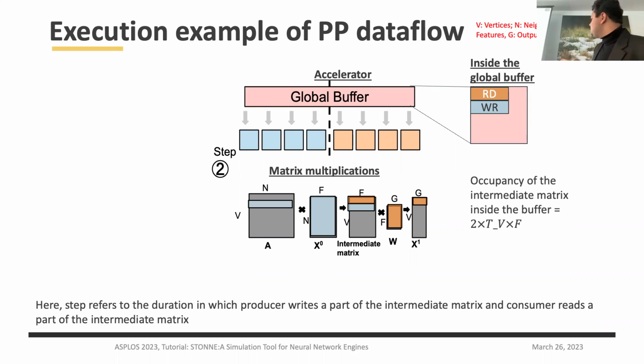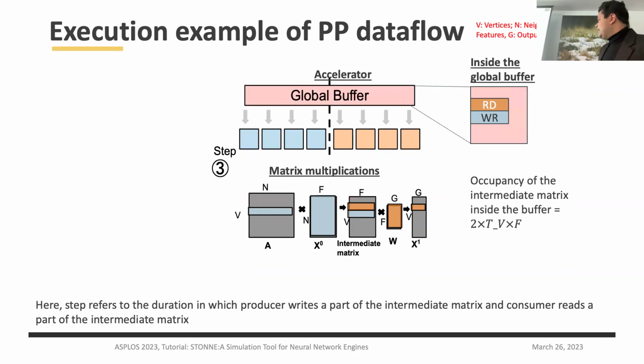So at a given time, the maximum occupancy of the intermediate matrix inside the buffer would be 2 times T_V times F, because you need T_V times F for each phase. And then you're already done with the first row. You don't need it anymore. You can just discard it from the buffer, and you have the second and the third tile inside the buffer.